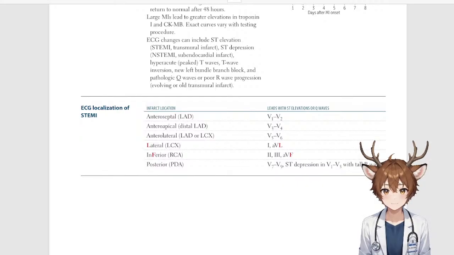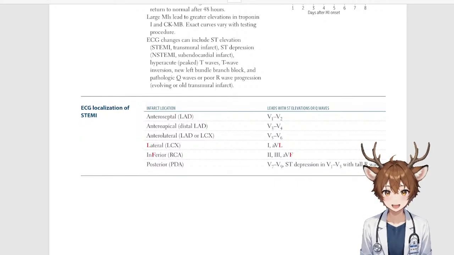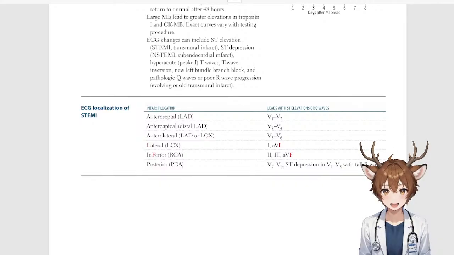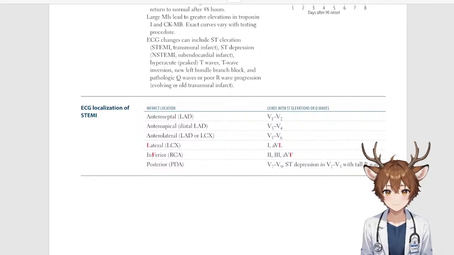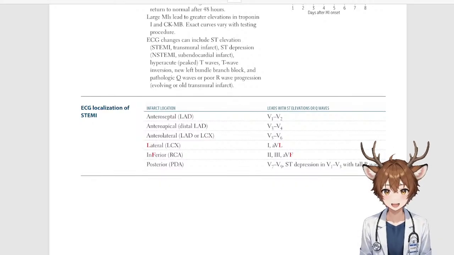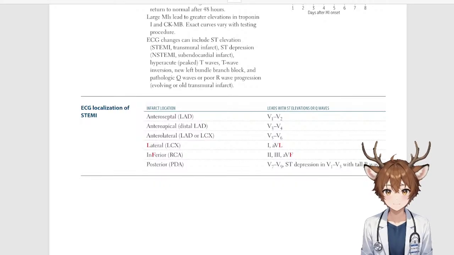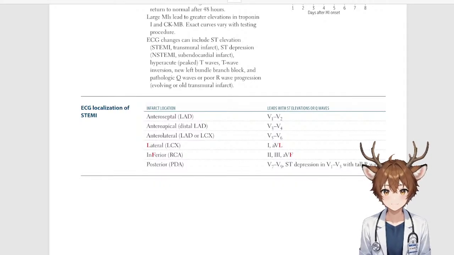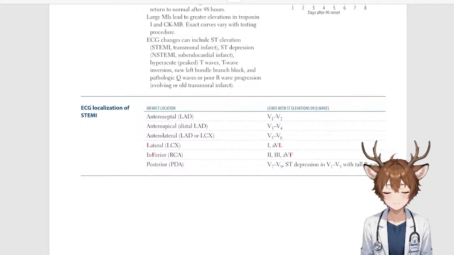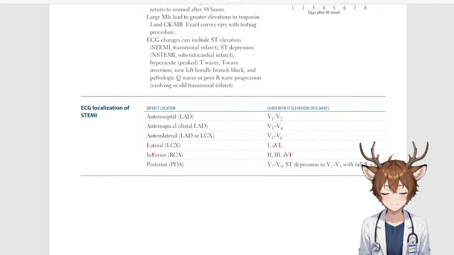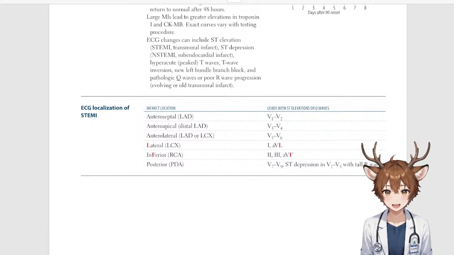At V5 and V6. What if I had a lateral issue? This lateral circumflex issue. What's going on with that? Lateral infarct. Look at EKG for I, or 1, I should say 1, and aVL. Look at those two for that. And then it says inferior RCA, inferior right coronary artery. So if you have an inferior infarction, where would you look for that? 2, 3, aVF.